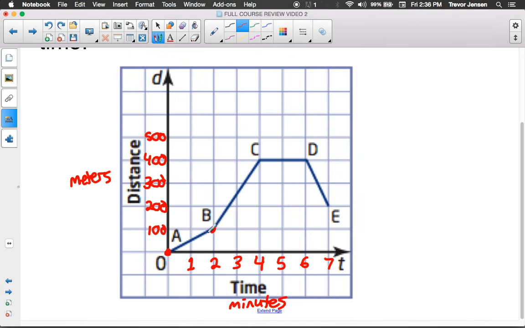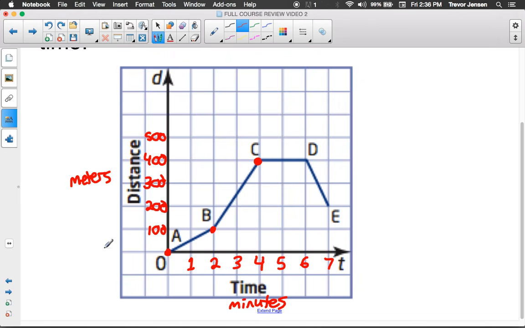And I'm going to say this is a slow movement compared to the next line segment, because it takes 2 minutes to travel 100 meters in this line segment, but in this line segment from B to C, 2 minutes later, they've traveled 300 meters. So they traveled 300 meters in the same amount of time it took them to travel 100 meters. So BC is a faster movement.